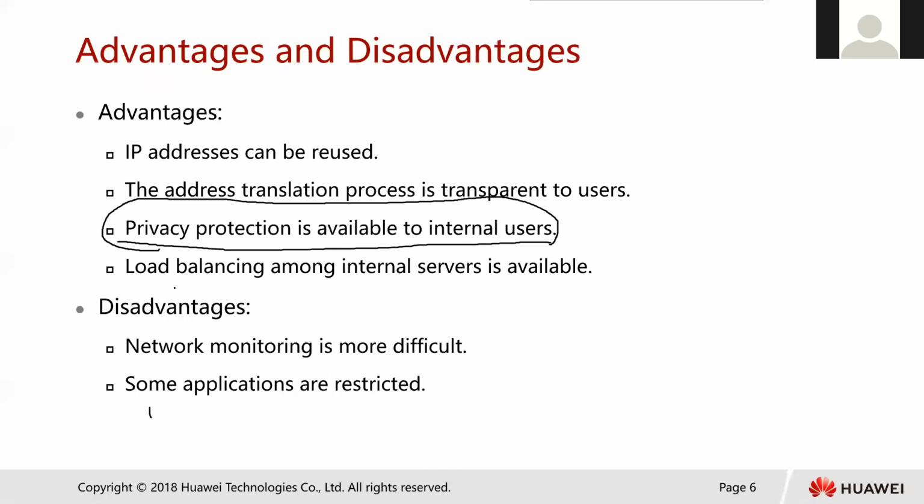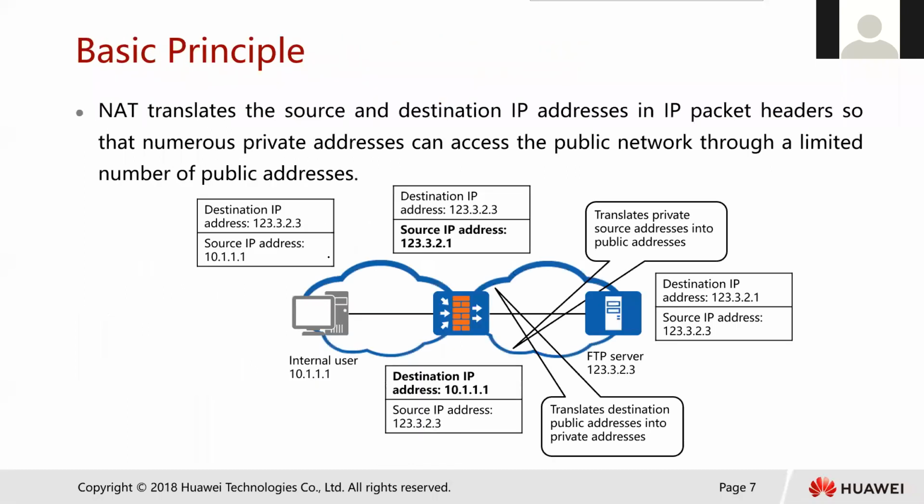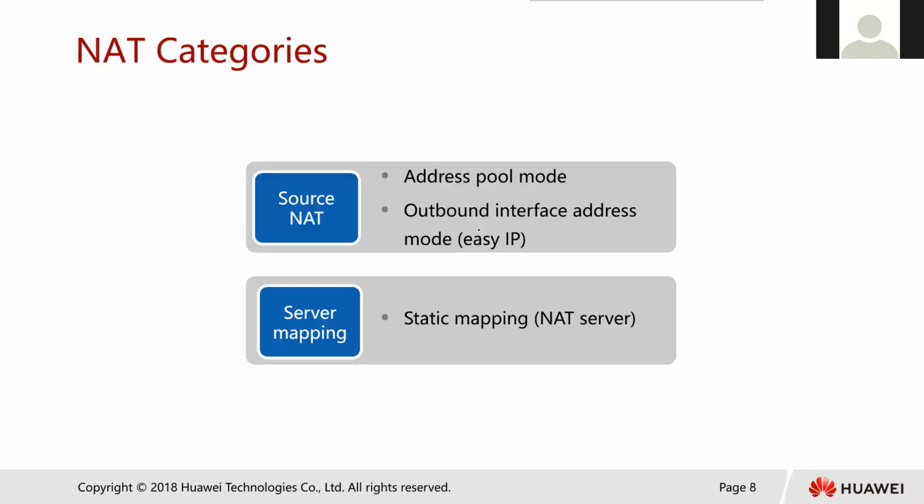So the basic principle of NAT is to translate the source address from private to global. And for NAT categories, we know there are two kinds of NAT. One we call source NAT, and the other we call destination NAT, or NAT server.